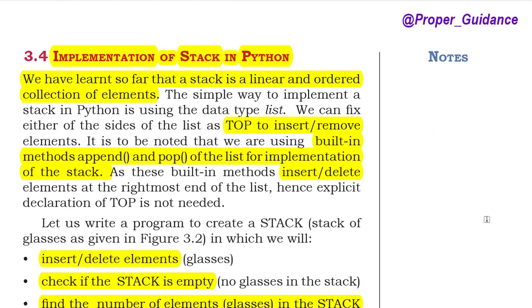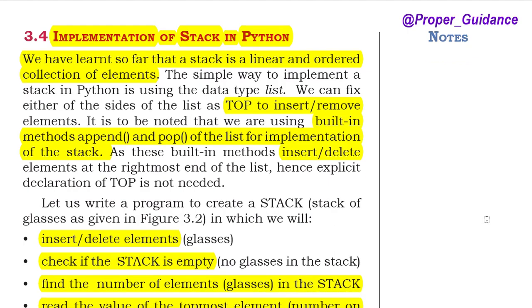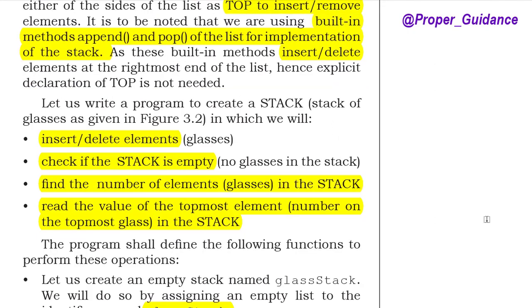Okay, now implementation of stack in Python. How to implement a stack in Python? We have learned so far that a stack is a linear and ordered collection of elements, right? The simple way to implement a stack in Python is using the data type list. Okay, we can fix either of the sides of the list as top to insert or remove elements. It is to be noted that we are using the built-in methods append and pop of the list for implementation of the stack. As these built-in methods insert or delete elements at the rightmost end of the list, explicit declaration of top is not needed.